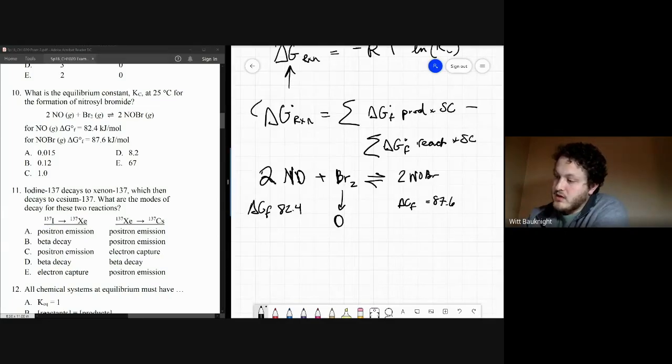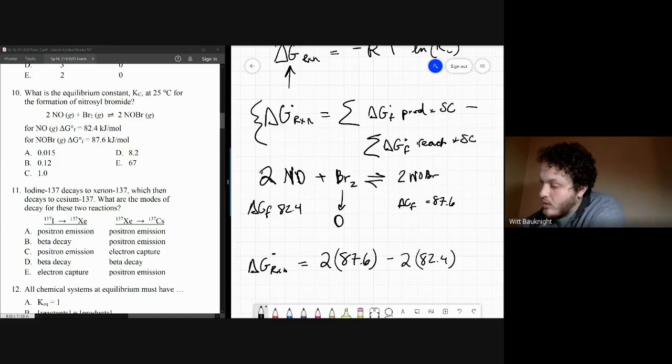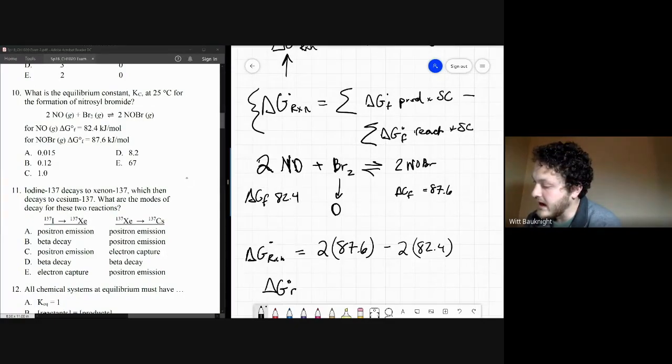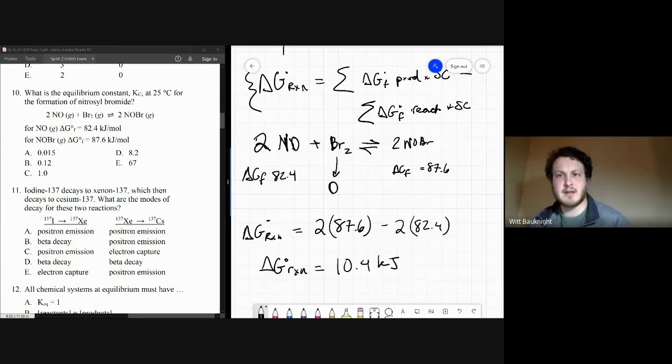So we're going to use this equation now. We know that delta G of this reaction, the standard reaction, is going to equal 2 times 87.6, because that's a product. That's the only product contributing. And then we're going to subtract 2 times 82.4, which is the only reactant contributing to the change in delta G, or the change of G. Same thing as delta G. So when we do this math, we get delta G reaction is equal to 10.4 kilojoules. And that's it. That's the unit. I was thinking about the unit.